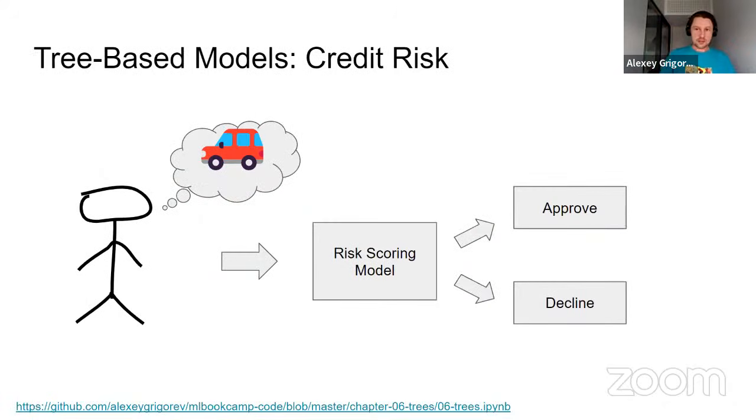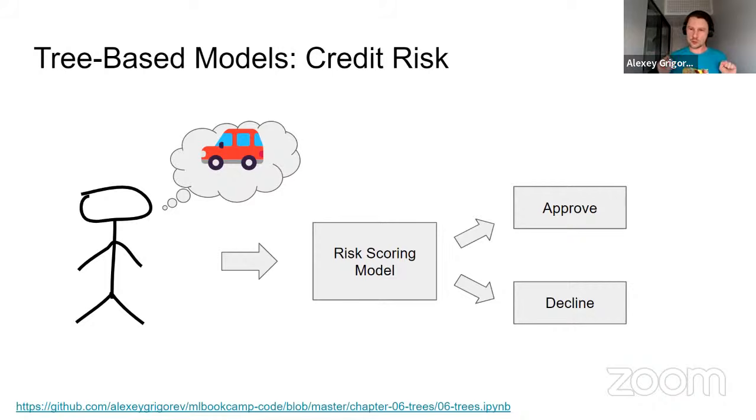Then, after we cover deployment, we will learn about more complex models. These are called tree-based models, like decision tree, random forest, gradient boosting trees. Here the models are more complex than the ones we covered previously, but they are also more powerful.